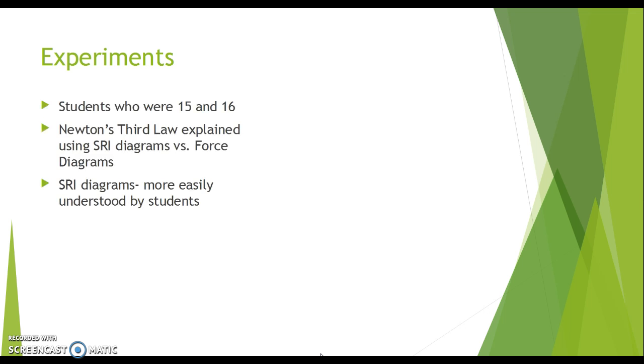The first experiment used 15 and 16-year-old students. The students were given a document explaining Newton's third law. Some documents explained it with SRI diagrams, and other documents used force diagrams. The results indicated that students more easily understood the law when SRI diagrams were used.